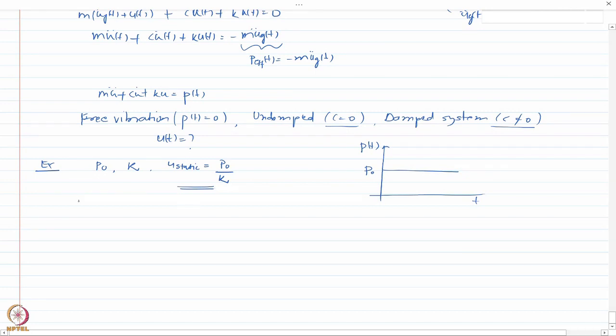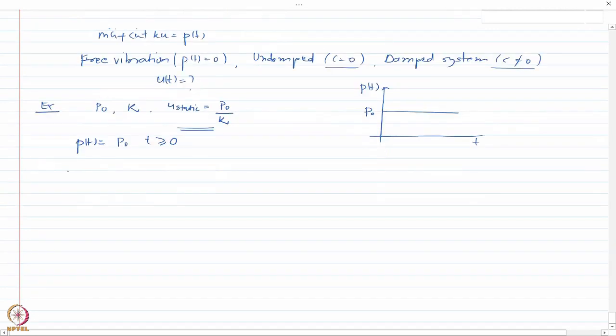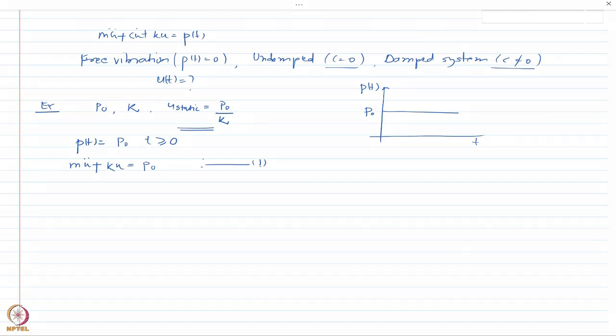Okay, so in this case, I have given the force pt, which is P naught for all time greater than or equal to zero. Because it's an undamped system, my equation of motion becomes m u double dot plus k u is equal to pt, which here is P naught. So my goal is to solve this equation. We are going to come to how to solve this differential equation in a few subsequent chapters. I just want to give an overview of how we solve a second order differential equation.